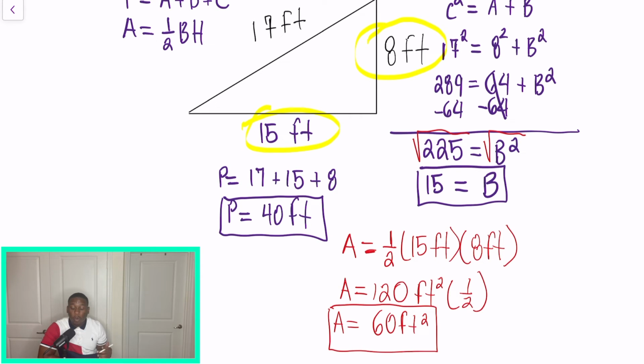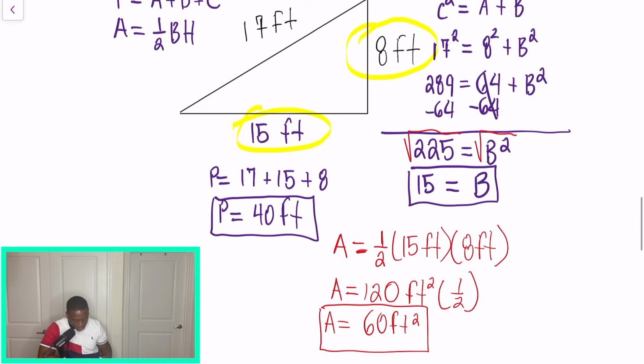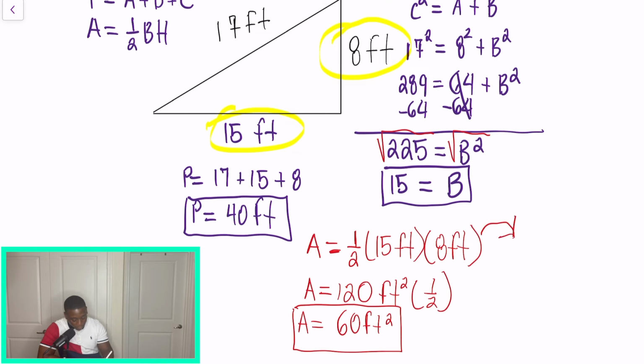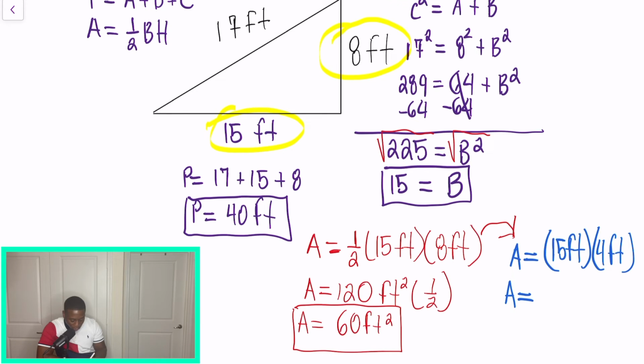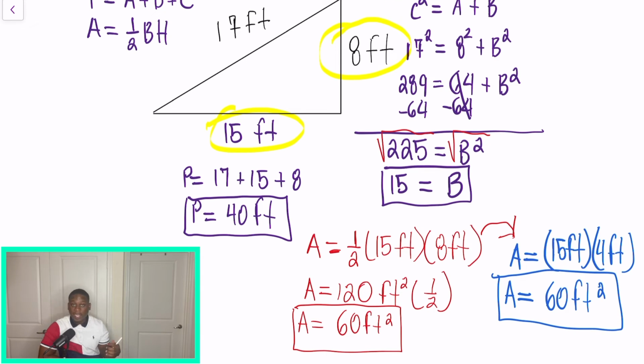And just before we go, what I was saying when I was stumbling on my words was this. I could have solved this differently. I could have taken half of 8, right? So I could have gotten area is equal to 15 feet times 4 feet, because we took half of 8, and we would have gotten the same answer of 60 feet squared. So please understand, guys, there is a little bit of freedom when you are simplifying an equation or trying to solve an area problem like this.